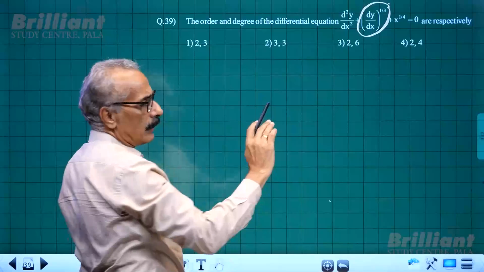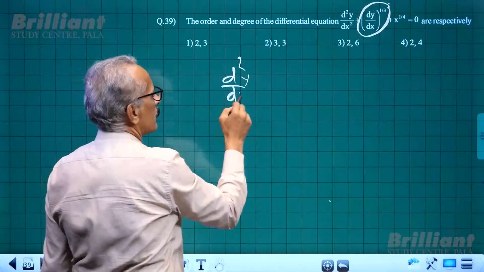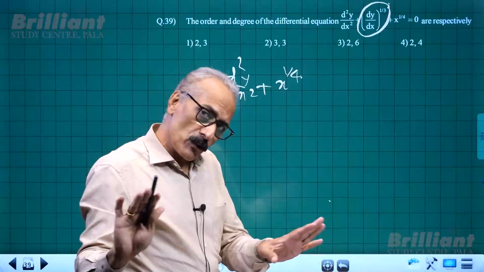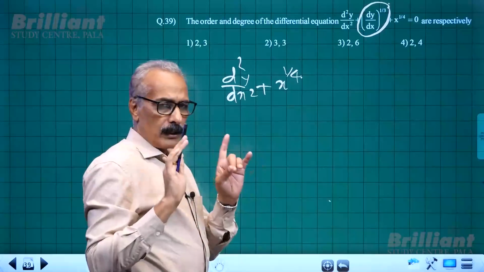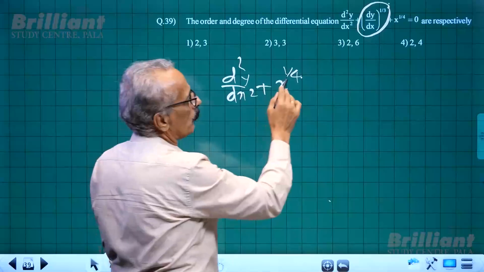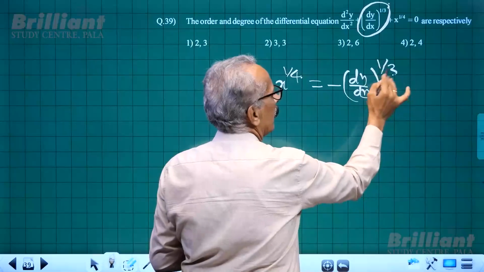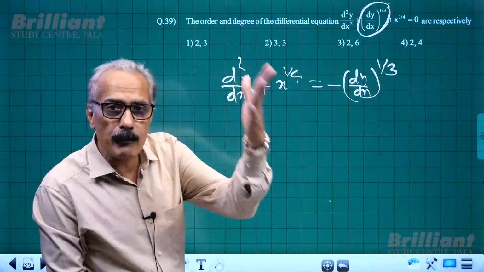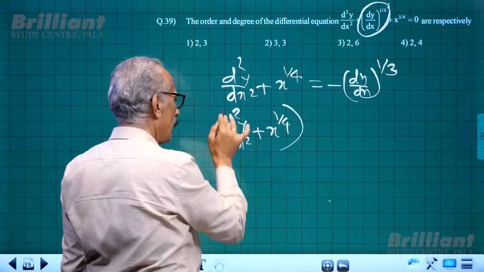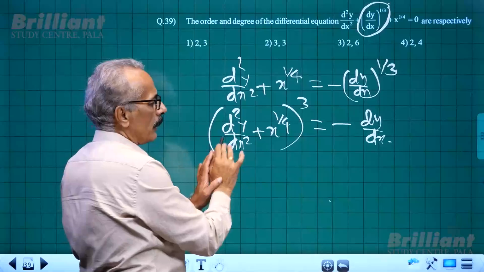So, what we do is that the radical power is taken to the other side. So, it is d square y by dx square plus x raised to 1 by 4. We don't mind whatsoever be the power of x or y, can be radical or not, but the degree of every derivative must be a natural number. So, d square y by dx square plus x raised to 1 by 4 equal to minus dy by dx the whole raised to 1 by 3. Now clear the radical power. What do we do? Cubing both sides. So d square y by dx square plus x raised to 1 by 4, the whole cube is equal to minus dy by dx. This is second order, its degree is 3.